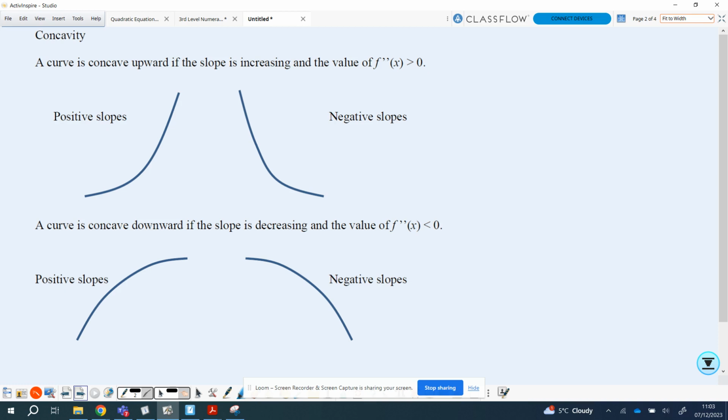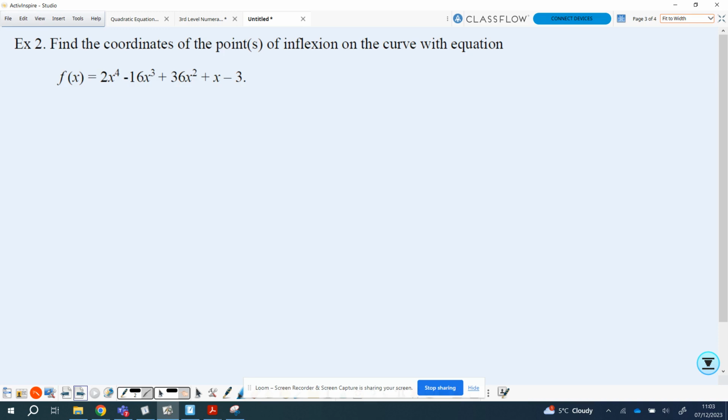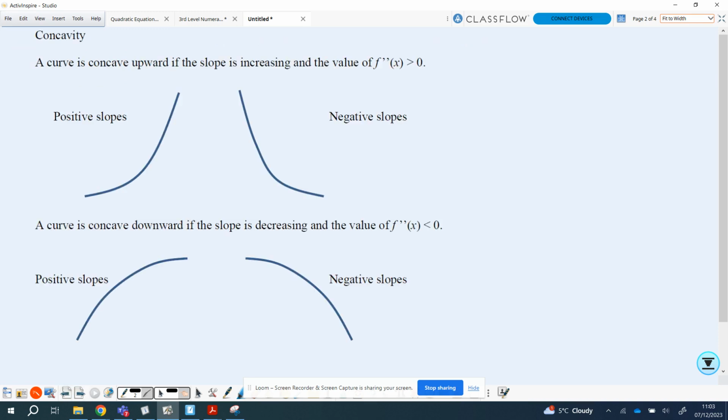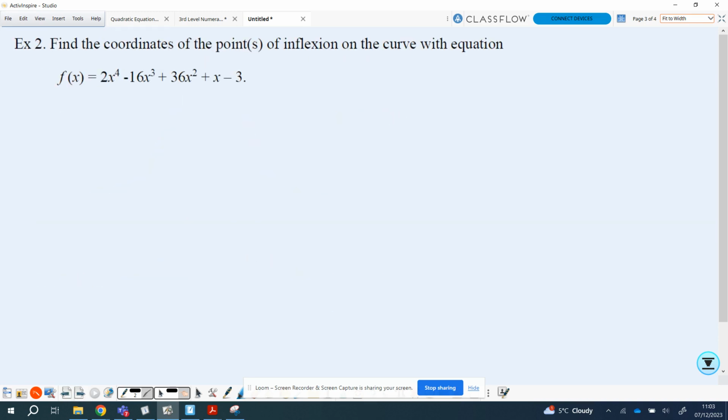We'll look at two examples to show more about the inflection and how we can find it. We'll start off with the first example here. We're going to find the coordinates of the points of inflection on the curve with the equation f of x equals 2x to the power 4 minus 16x cubed plus 36x squared plus x minus 3. There is an extra example in the notes that I've attached, so this is why we're doing example 2, but just for the video, this is the first example.